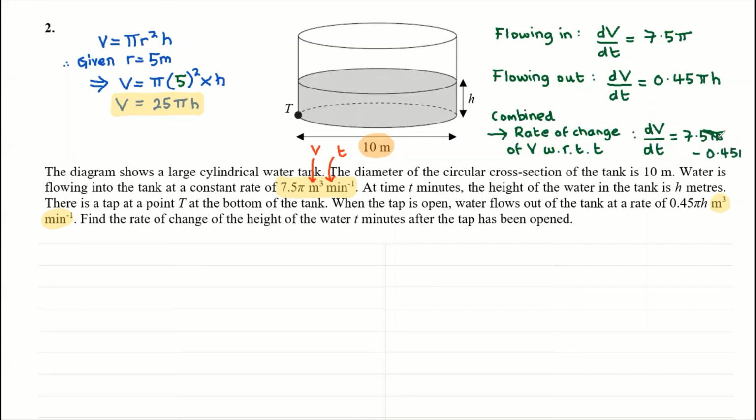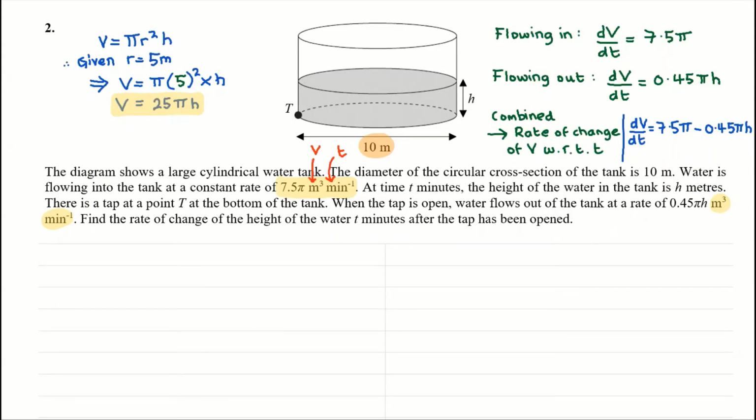In fact, I'm going to write that again. Let's give myself a bit more space here. I'll do it in a different color. So it's going to be like this. dV by dt is going to be 7.5 pi. Okay, so that's going to add to the amount of water, but then at the same time there's water flowing out, so that must be subtract 0.45 pi h. Okay, so that's putting it all together, dV by dt. Hope that makes sense, guys.